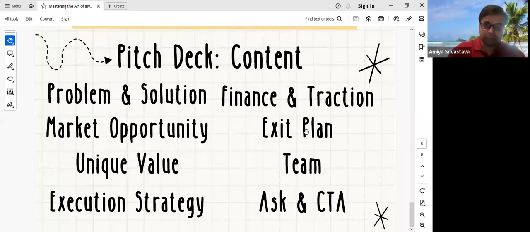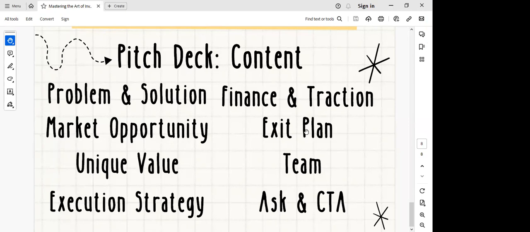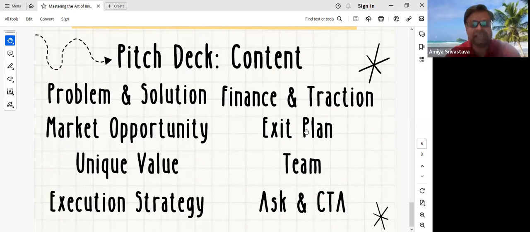I'm looking at 10 crores to start with, but I'm going to do A, B, and C to eventually keep increasing my market share. Okay. So market opportunity is extremely important. Unique value is one of those key slides that you have to really focus on. How are you going to differentiate yourself from everybody else out there, while ensuring that your customers love you?